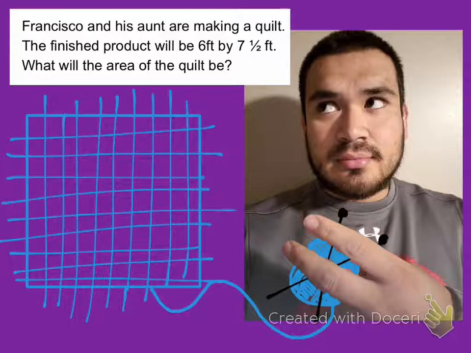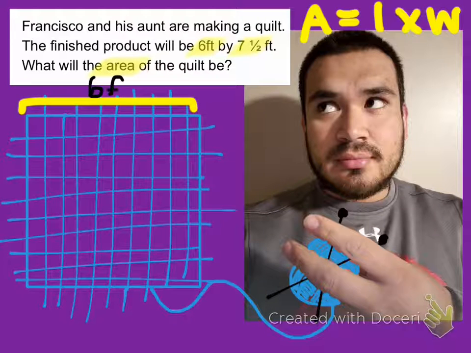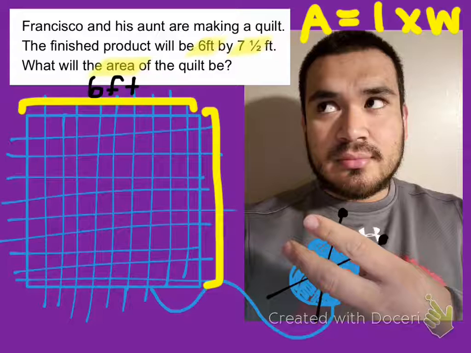So first I'm going to highlight the important numbers. I have 6 feet and 7.5 feet, and we are finding the area. And let's remember that the formula for area is length times width. So I'm going to write that up here so we can remember. The length of Mr. Garcia's quilt is going to be 6 feet, and the width is 7.5 feet. So our job is to multiply those two and find the entire area of his whole quilt.